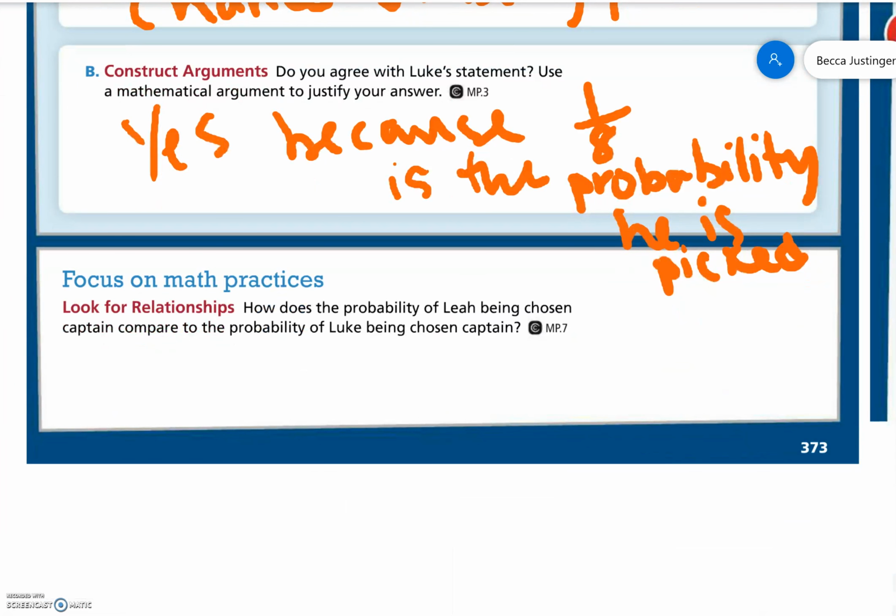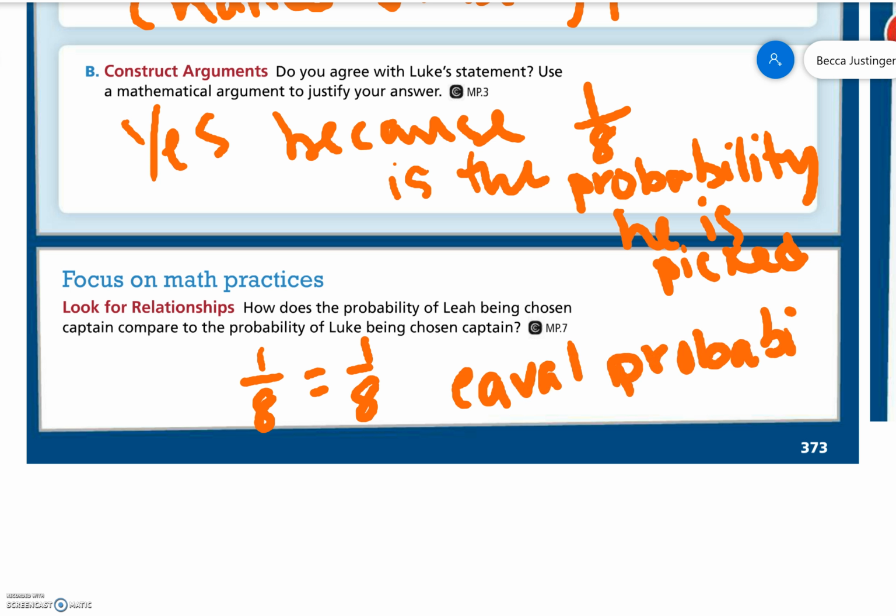Focus on math practices. How does the probability of Leah being chosen compare to the probability of Luke being chosen captain? 1/8 is equal to 1/8. So they have an equal probability. And they're both unlikely to be picked. So it's less than 50%.